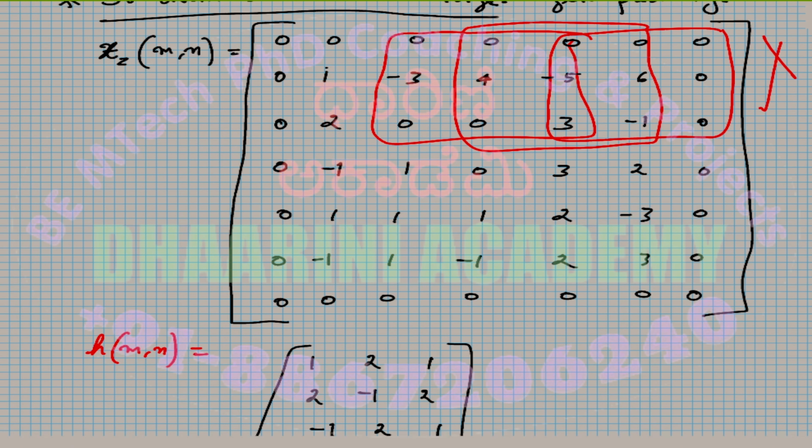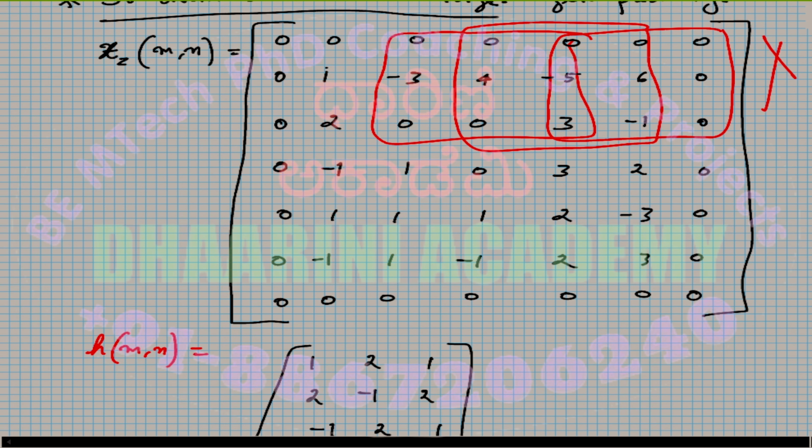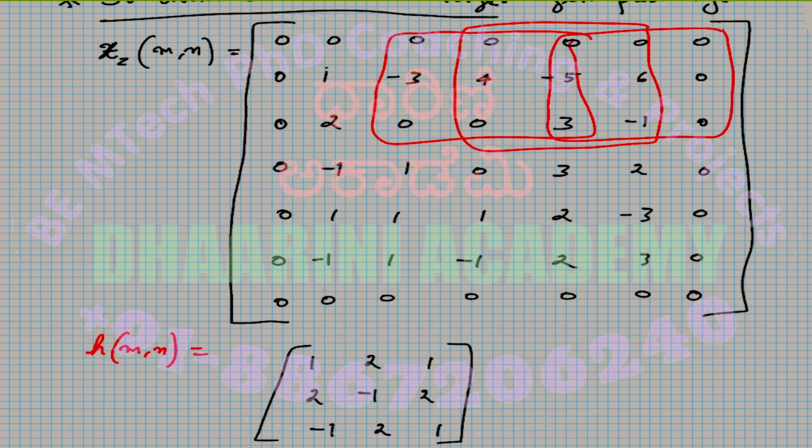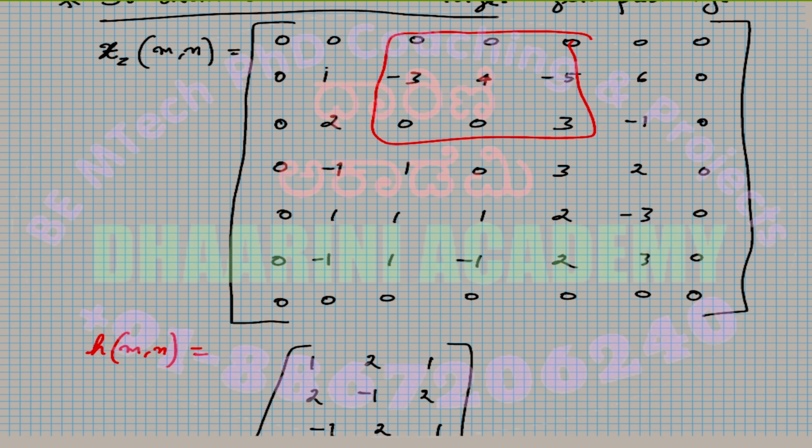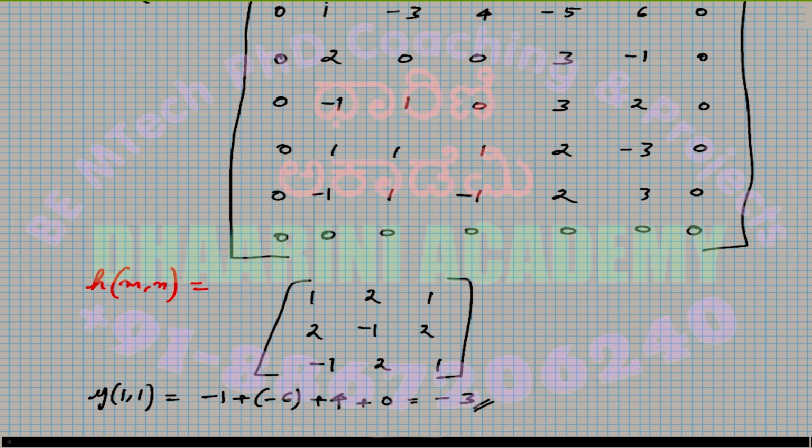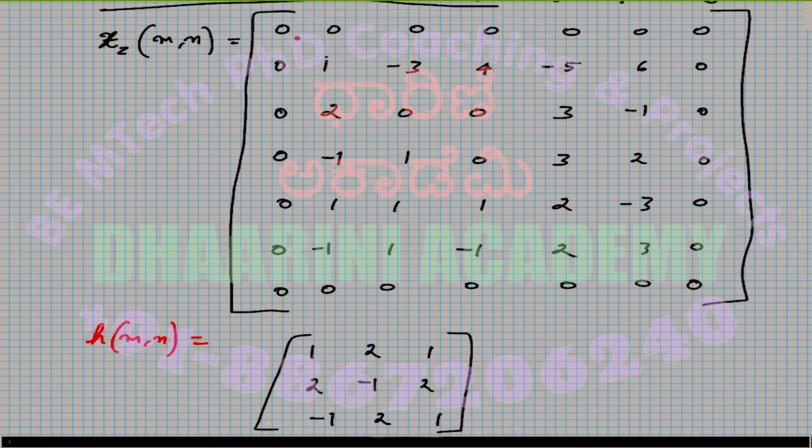Once you finish this, you might have 5 points with you, which is y of 1 comma 1, 1 comma 2, 1 comma 3, 1 comma 4, and 1 comma 5. Once you have that, in your next step, what you are supposed to do, move down by one bit, because one row is completed, move down. So start from here.